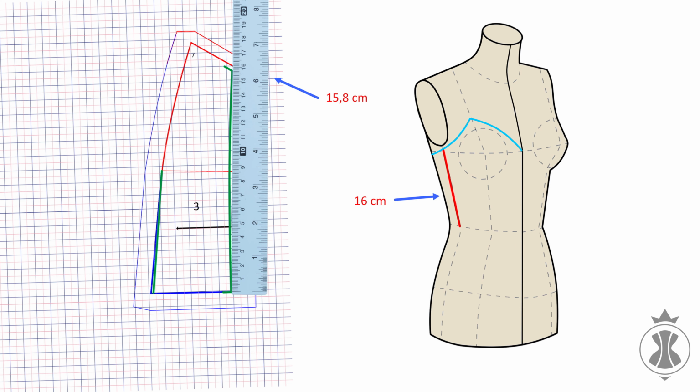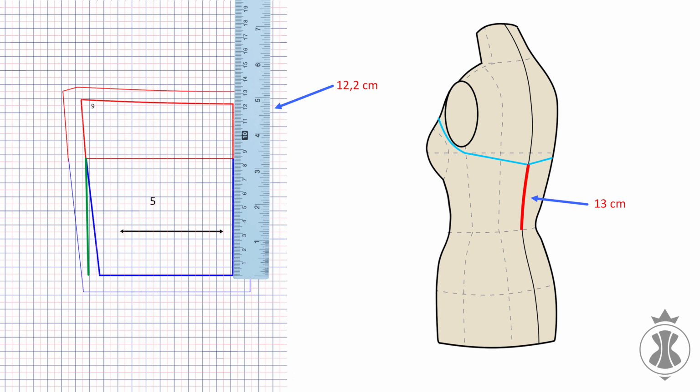The length of the side seam on the adjusted pattern is 15.8 centimeters, and the measurement of the dress form equals 16 centimeters. So the difference is 2 millimeters. The back height is thus 12.2 centimeters, but the measurement taken from the dress form is 13 centimeters. So the difference is 8 millimeters.